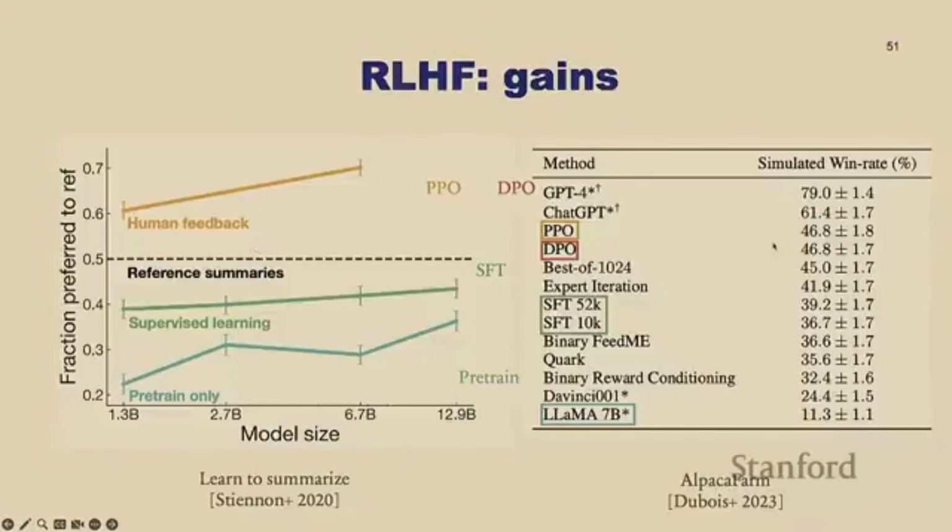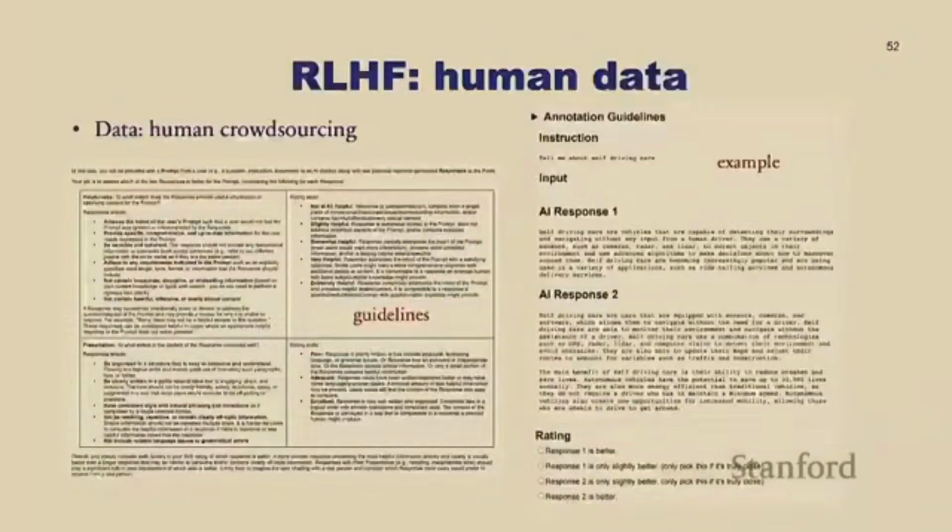Same thing, this is on a paper that we have, AlpacaFarm, where the evaluation is not too important, but basically you see the pre-trained model, you jump to SFT, and then you jump to PPO and DPO, and PPO and DPO have the exact same performance. So basically, RLHF helps. That's the conclusion, and DPO is simple.